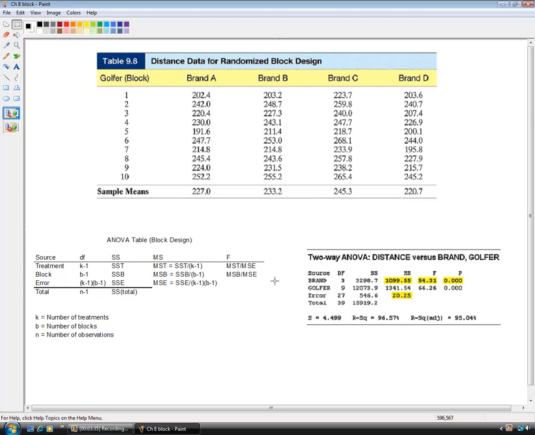So in this example, we reject, indicating that we have a difference in at least one treatment mean. So at least one of the brands goes a different distance than at least one other one. And we have a difference in the golfers, or in the distance that the golfers hit all their balls uniformly. And this is kind of how you use a block design. Again, make sure that you use the p-value from the given row when dealing with the golfer, but this test runs pretty much the same as our treatments.